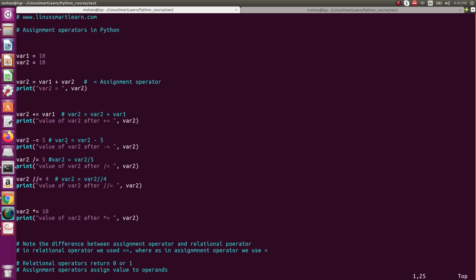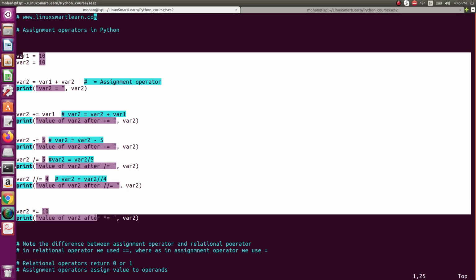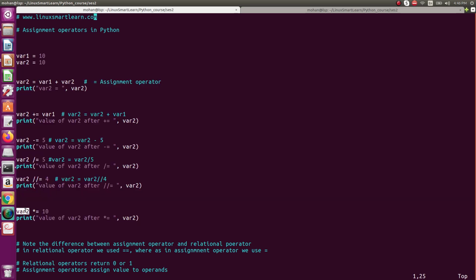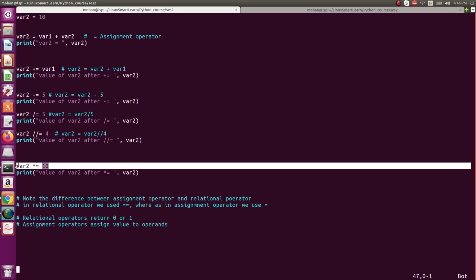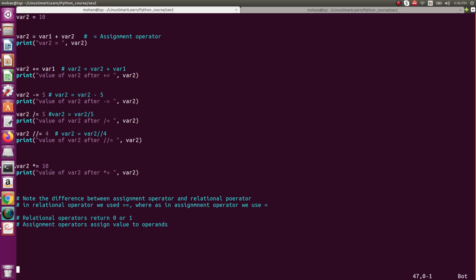So if you see here, in all of these examples we are assigning the value to the operands, whereas in the previous example with relational operators we were verifying some condition of the variables, and based on that we were taking some actions, like if a is greater than b, then take some action, else take some other action. So this is the difference between the relational operator and the assignment operator.